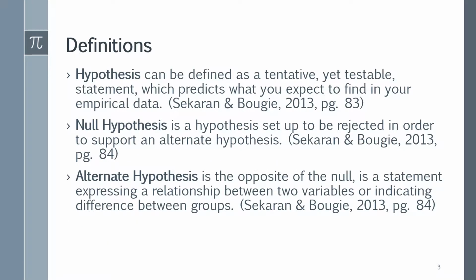Definitions. A hypothesis can be defined as a tentative yet testable statement which predicts what you expect to find in your empirical data. The null hypothesis is a hypothesis set up to be rejected in order to support an alternate hypothesis. The alternate hypothesis is the opposite of the norm. It's a statement expressing a relationship between two variables or indicating a difference between groups.